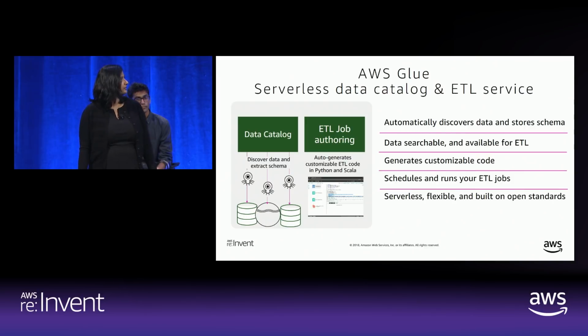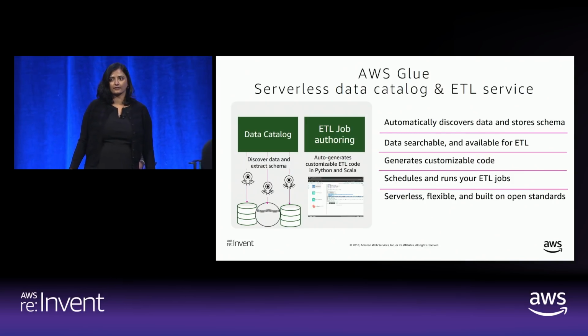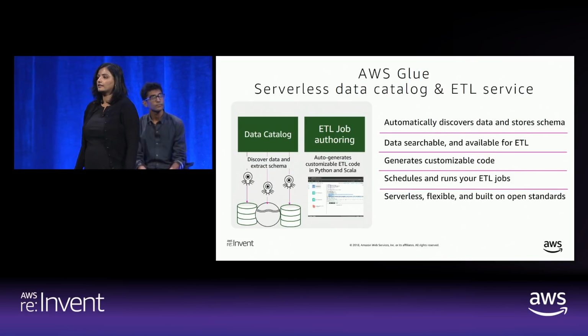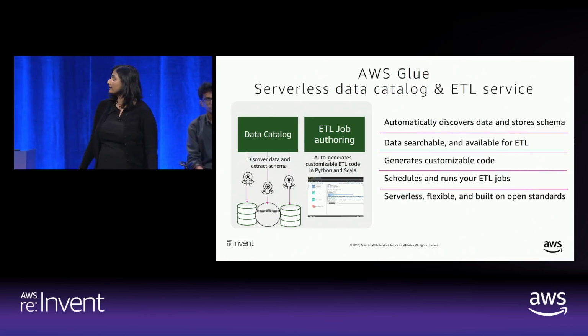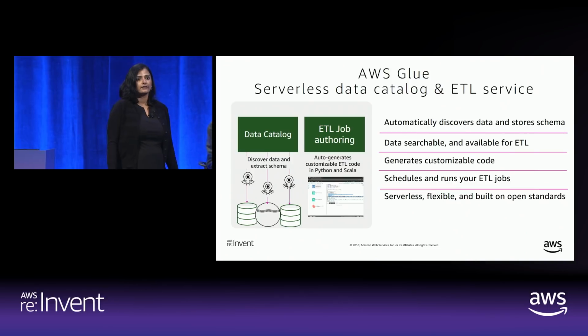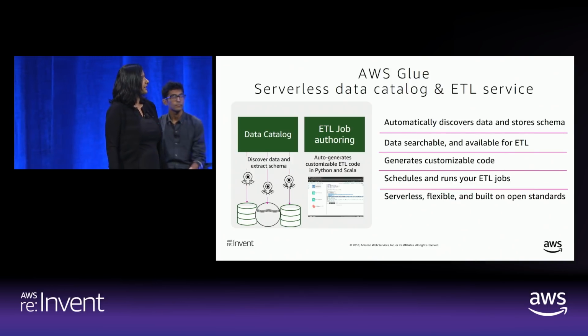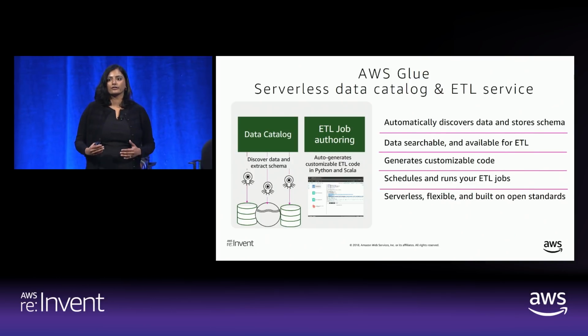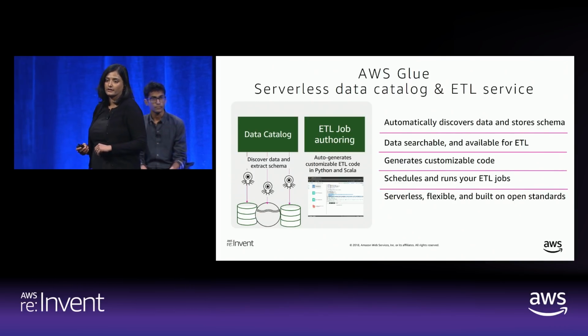AWS Glue is a serverless data catalog and ETL service. It provides a data catalog, which is a central metadata repository that is Hive Metastore compatible. The data catalog helps you automatically discover the metadata associated with your data and then add that as table definitions to a central metadata repository.